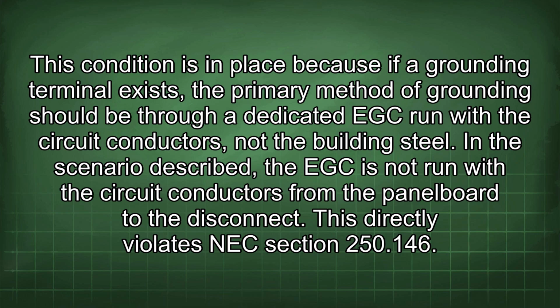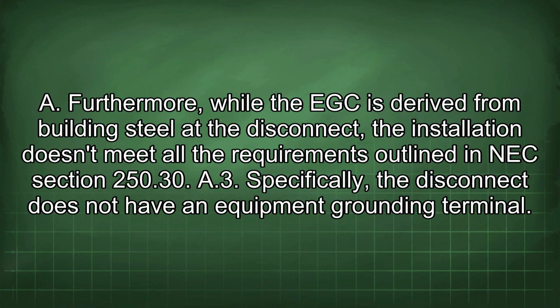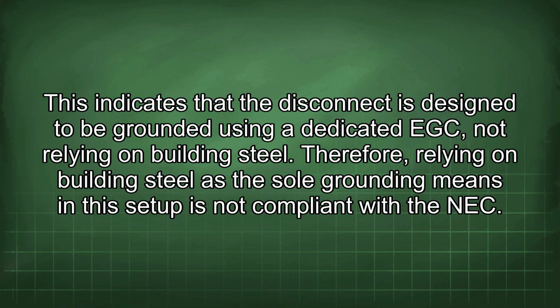In the scenario described, the EGC is not run with the circuit conductors from the panelboard to the disconnect. This directly violates NEC section 250.146. Furthermore, while the EGC is derived from building steel at the disconnect, the installation doesn't meet all the requirements outlined in NEC section 250.30(A)(3). Specifically, the disconnect does not have an equipment grounding terminal. This indicates that the disconnect is designed to be grounded using a dedicated EGC, not relying on building steel. Therefore, relying on building steel as the sole grounding means in this setup is not compliant with the NEC.